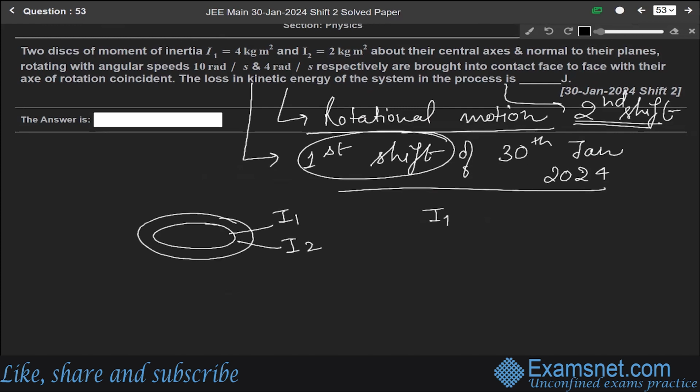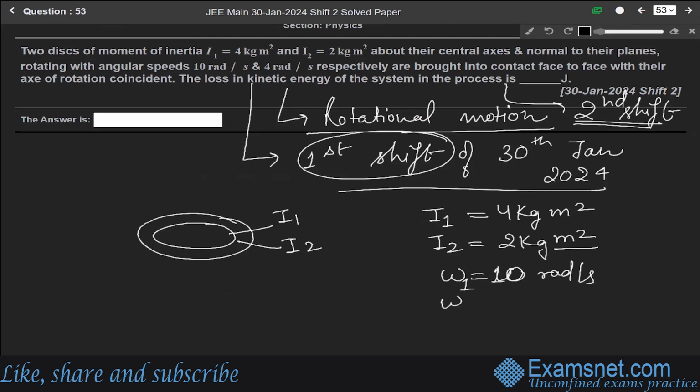So I1, the moment of inertia of the first disk, is given as 4 kg meter square and I2 is 2 kg meter square. Okay, and their angular speeds are omega 1 is 10 radian per second and omega 2 is 4 radian per second.